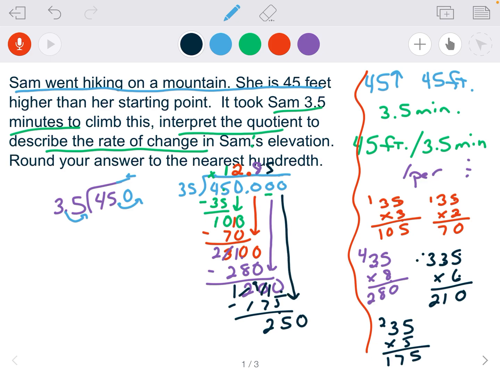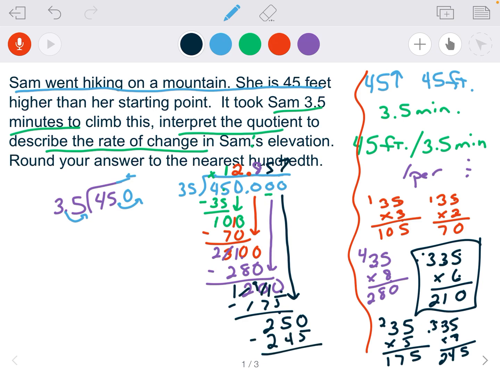So how many times will 35 go into 250 without going over? I see 6 is 210. I'm going to try 7. 35 times 7 to see if that goes over 250. 7 times 5 is 35. Carry the 3. 21, 22, 23, 24. So that's going to work. So I'm going to put the 7 here. 245. This is going to be 5. And so 5.